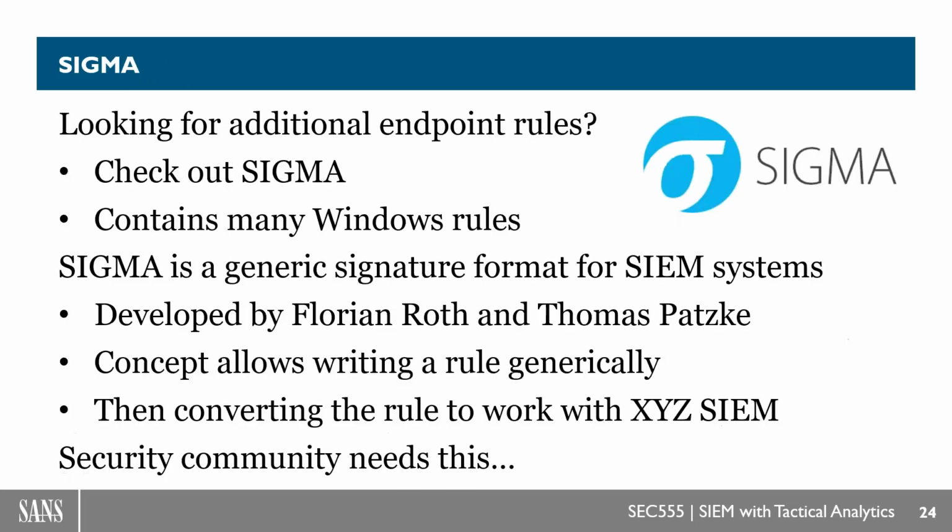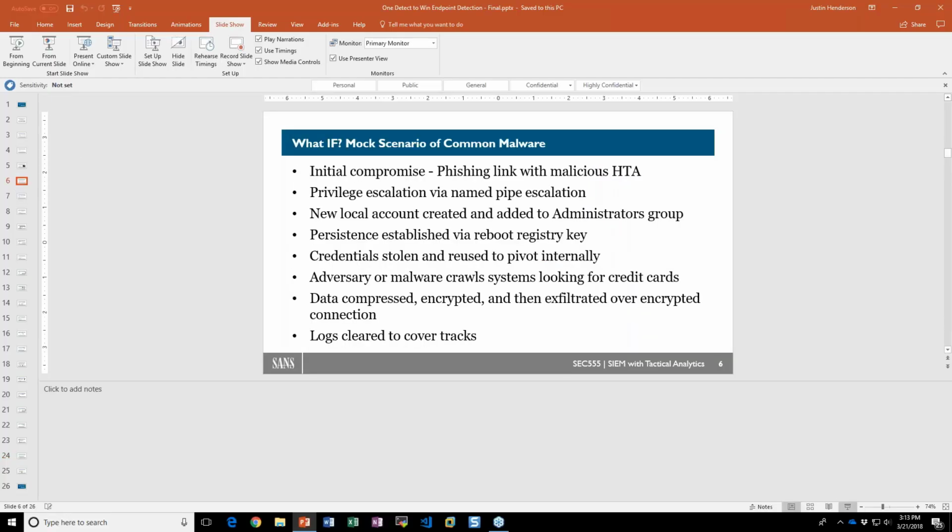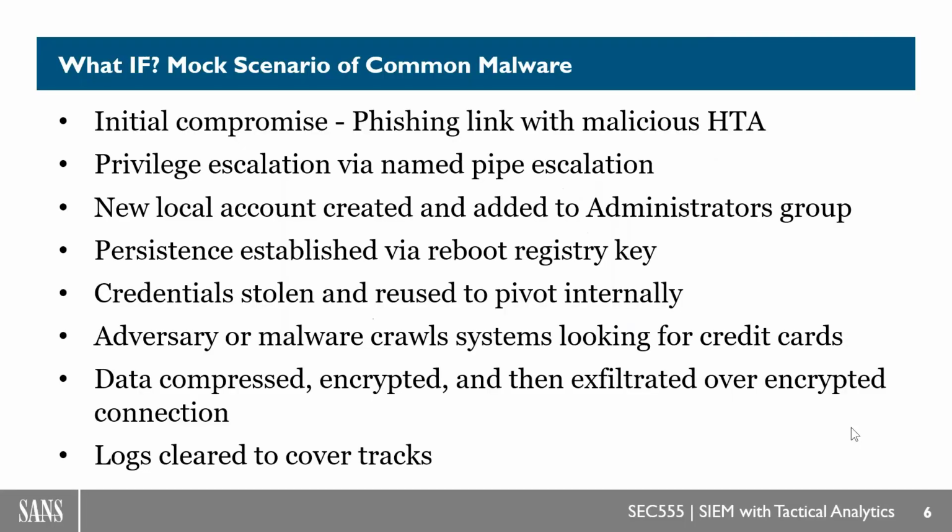All right. Now, at this point, we've effectively finished the scenario. And at every single step in that scenario, we were able to identify things. I'm actually just going to go back to that real quick. So in this scenario, we've got initial compromise. We saw the HTA. Privilege escalation. We saw the named pipe. We saw the new service creation.